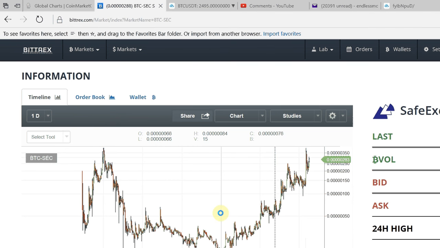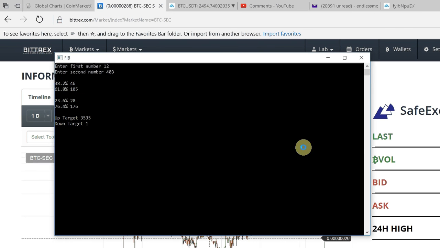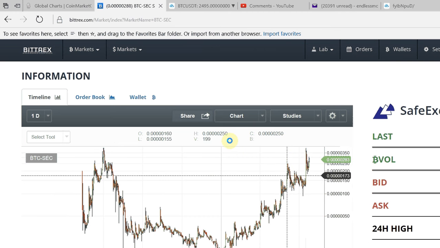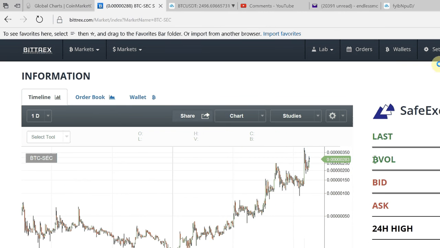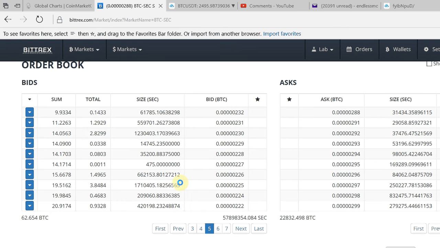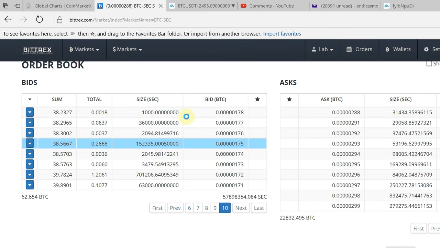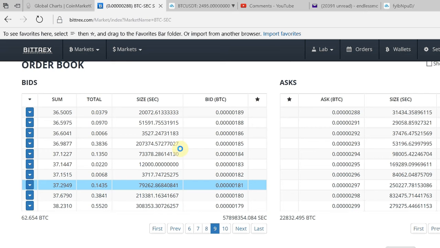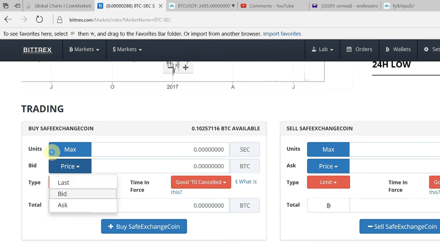So I can go 76 for a number, which is in at 176. So roughly around here, and that coincides with this area, which means that I'm going to check this book and see where I can find the 175 area. And what do we got for buy orders? So 38 Bitcoin there. That's not bad. I kind of like that. I don't see anything individual here.